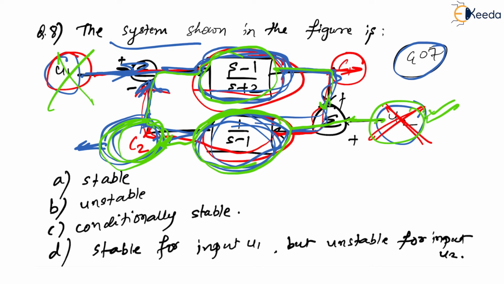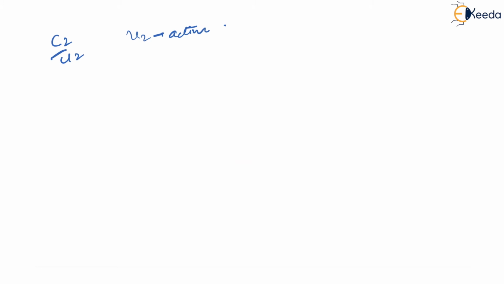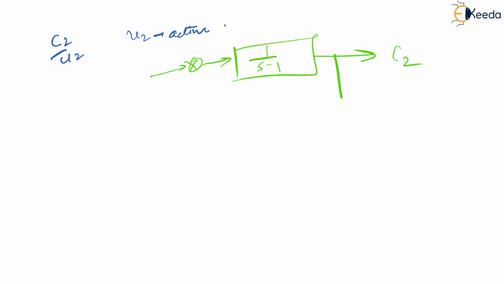But if you observe now what has happened, this block is in the forward path, this block is in the feedback path, because you have tapped this output. Here you have got positive feedback. So let us check how the transfer function will look. The block diagram looks like this, plus plus because it is positive feedback, and this is S minus 1 upon S plus 2, correct?